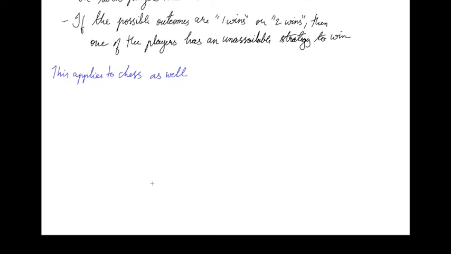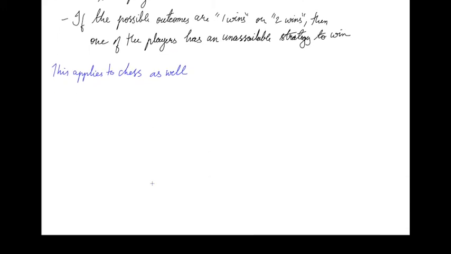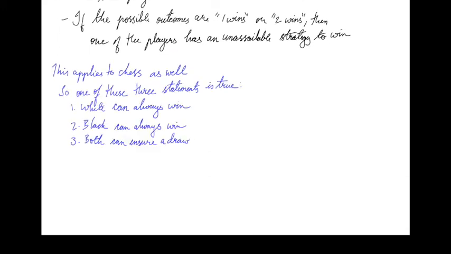So one of the three following statements has to be true. White can always win, black can always win, or both can ensure a draw. The problem is we don't know which of these three statements is true, because to figure out which of these three statements is true, we would need to solve for the equilibrium. And to solve for the equilibrium, we need to be able to work through the game tree.